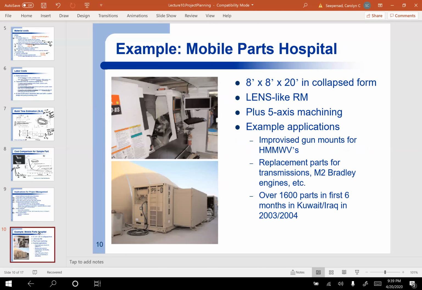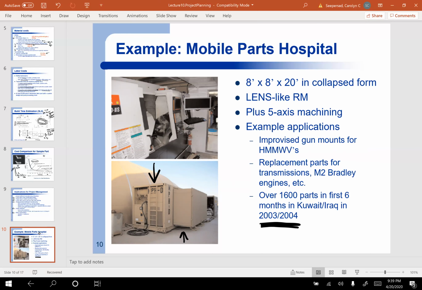Here's an example of more mobile parts production, and this has been in use for a number of different years. In this case, they're able to place the whole entire system into a shipping container. You can see that shipping container right here with a tip out area on the side of it to make more room for the machines and so that people can walk in and use the machines.